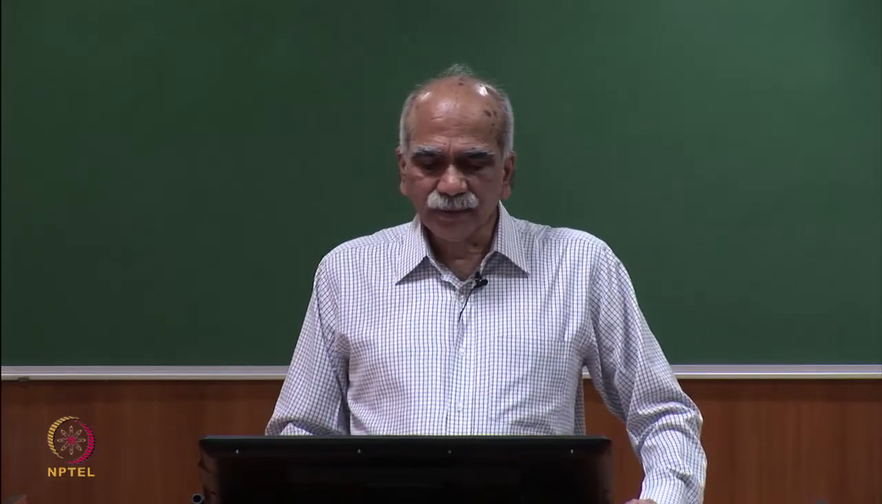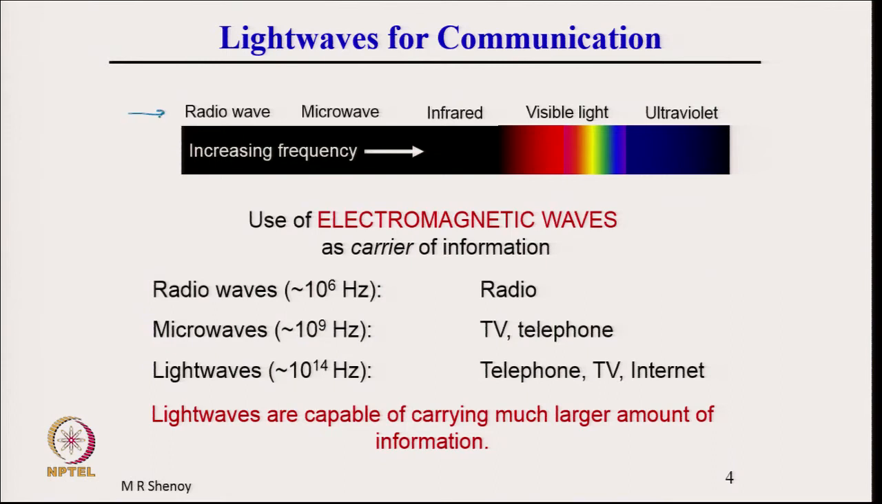Light waves for communication: all are part of the electromagnetic wave spectrum, radio waves, microwaves, infrared, visible light, ultraviolet. So, we use electromagnetic waves as carriers of information for communication. Radio waves typically have frequencies in the range of hundreds of kilohertz to several tens of megahertz, of the order of 10 to the power of 6 hertz. Microwaves use frequencies in the range of gigahertz, used for TV and telephone transmissions. Light waves have frequencies in the range of 10 to the power of 14 to 15 hertz, again used for telephone, TV and, most importantly, for data communication and internet applications.